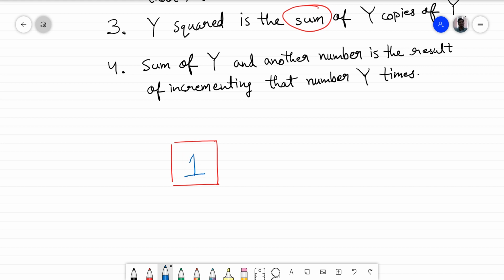Okay, and this is known as incrementing that bit. So you have incremented 0 and it became 1. So let's say that this is the most basic operation and a computer knows how to do this.